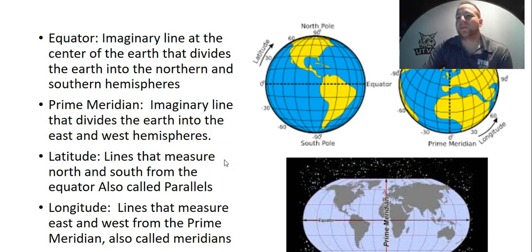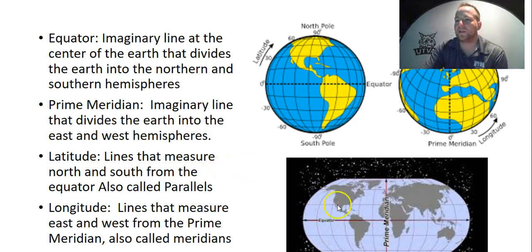Okay, I did already talk about this just a little bit, but this is a little bit more to clarify. So we have the equator. The equator is an imaginary line that divides the Earth in half and creates the northern and the southern hemisphere. Okay, we have the prime meridian, which is over here, that splits the Earth vertically and creates the western and eastern hemispheres. And then you have also what we call lines of latitude and longitude.